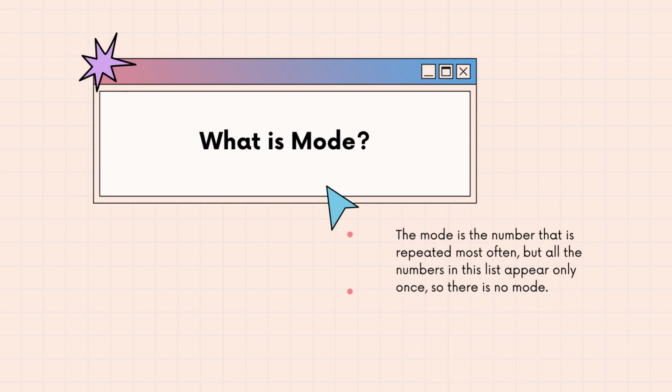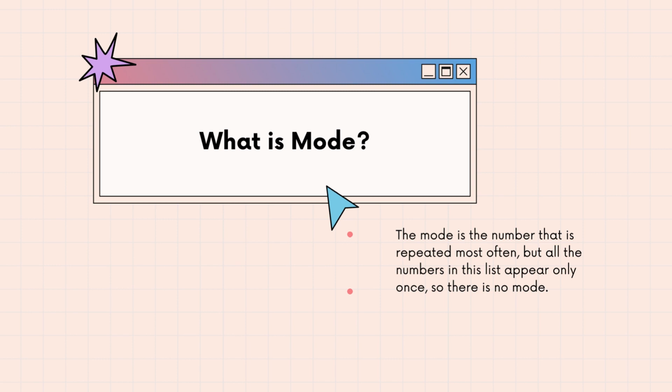The mode is the number that is repeated most often. But if all the numbers in the list appear only once, then there is no mode. So, mean, median, and mode are three kinds of averages. There are many averages in statistics, but these are, I think, the three most common and certainly the three you are most likely to encounter in your pre-statistics courses if the topic comes up at all.